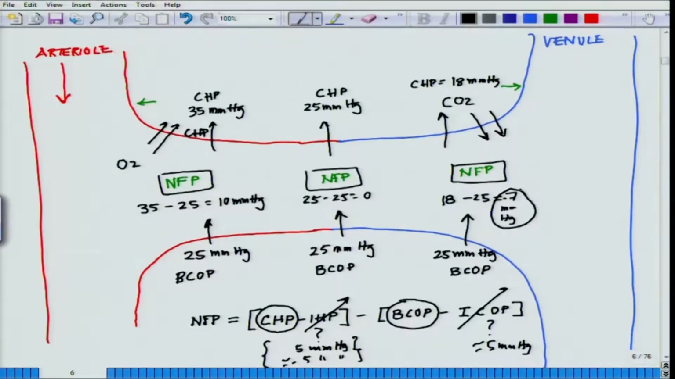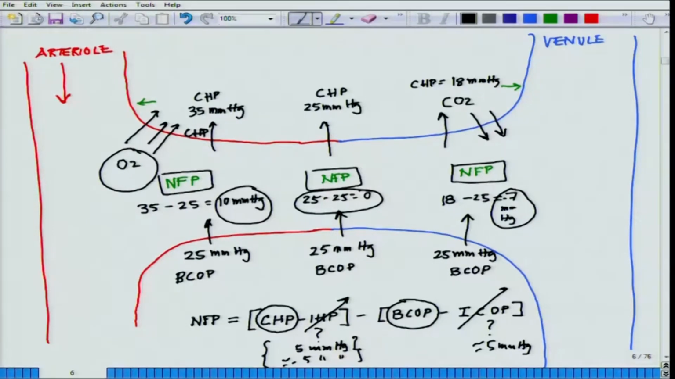So, if you look at these three values, that will give you a very simple idea of exactly what is happening. So, this is the zone where net filtration pressure, NFP, favors nutrients going out of the vessel. In that process the oxygen is getting downloaded, because NFP or net filtration pressure is positive 10 millimeter mercury.